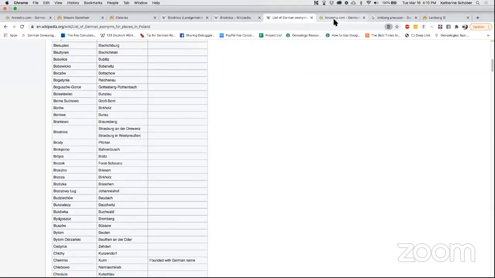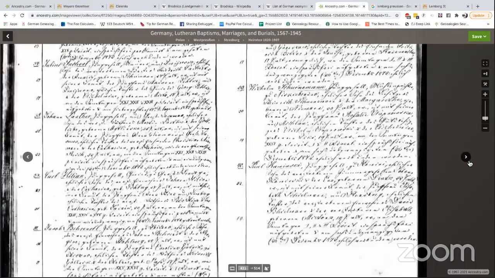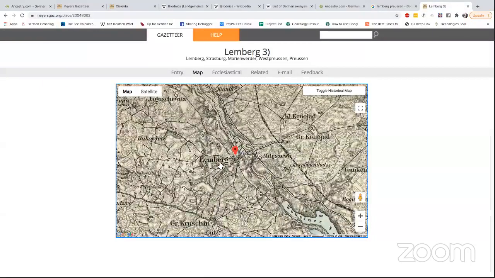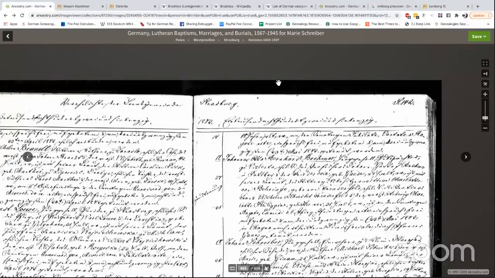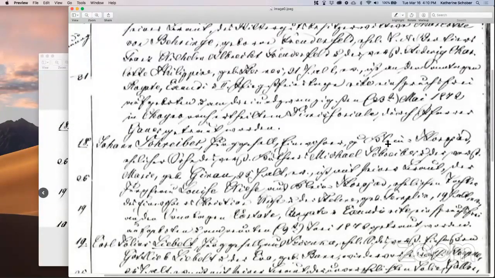My last resort was going through various pages of this book on Ancestry, looking at town after town after town, typing them into Google with the word Preußen or Prussia after it until I found a town with my town right next to it. And like I said, I thought this word, let's see, we'll go back here. I would not have been able to tell you this was Klein Konoyad right off the bat.